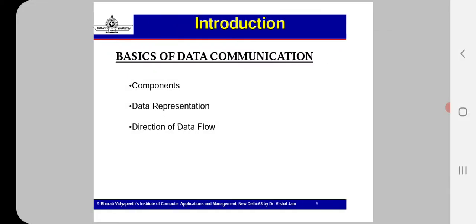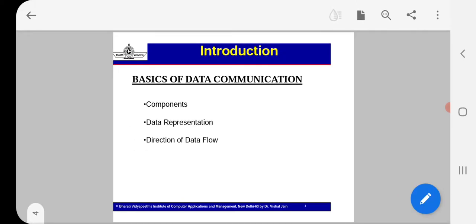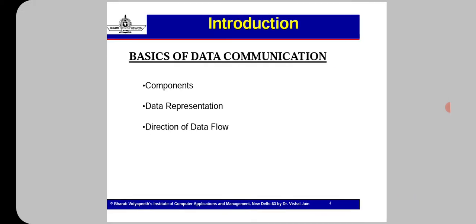So, what are the basics of data communications? Today we discuss the basics of data communications: components, data representation and direction of data flows. There are three important concepts. First one is components of data communication. The second one is data representations, and the third one is direction of data flows.